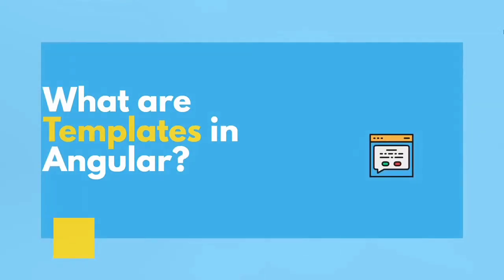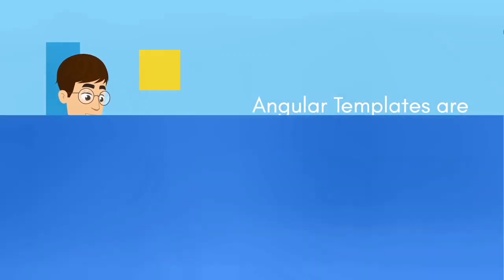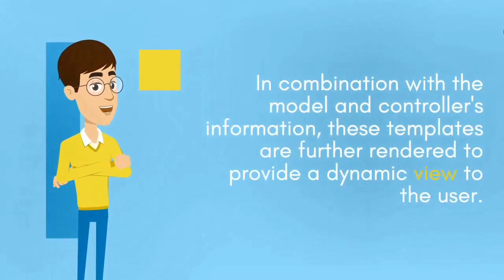What are templates in Angular? Angular templates are written with HTML that contains Angular-specific elements and attributes. In combination with the model and controller's information, these templates are further rendered to provide a dynamic view to the user.